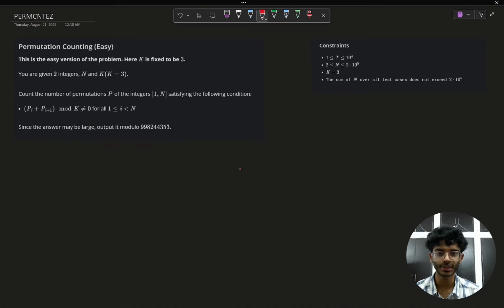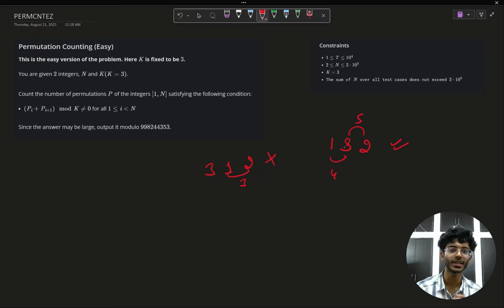For instance, let's say we have a permutation like 3, 1, 2. Now this is not a valid permutation because 1 plus 2 is 3, which is divisible by 3. Or let's say there's some other permutation like 1, 3, 2. This is a valid permutation because 1 plus 3 is 4, which is not divisible by 3. And 3 plus 2 is 5, which is again not divisible by 3.